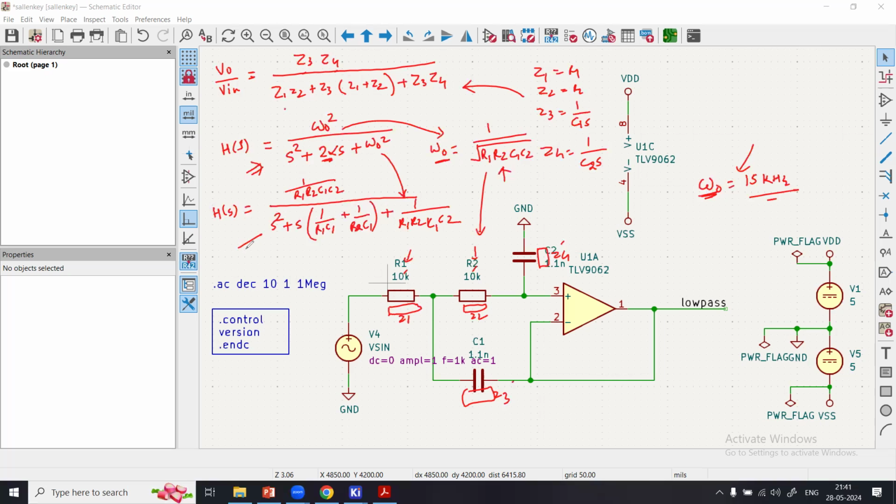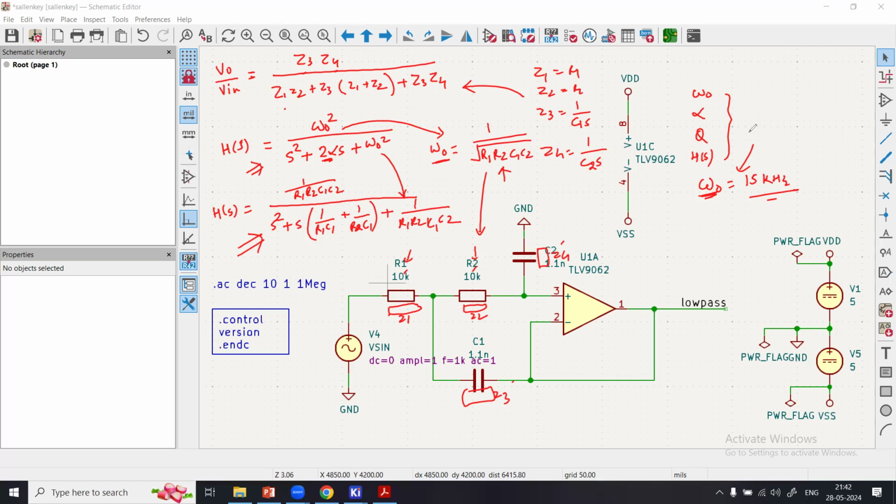You must be wondering how I am arriving at this expression. We have covered these expressions: we have got the expression for omega naught, the expression for alpha, the expression for the quality factor Q, and the expression for H of S in our previous theoretical module on the Sallen Key filter. If you are coming here for the first time, we encourage you to refer back to that module, which is given in the playlist, and you can search for it.